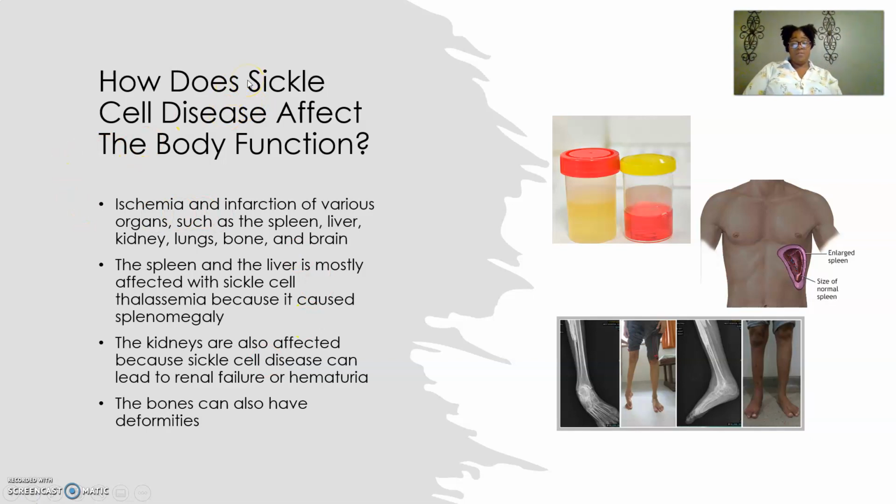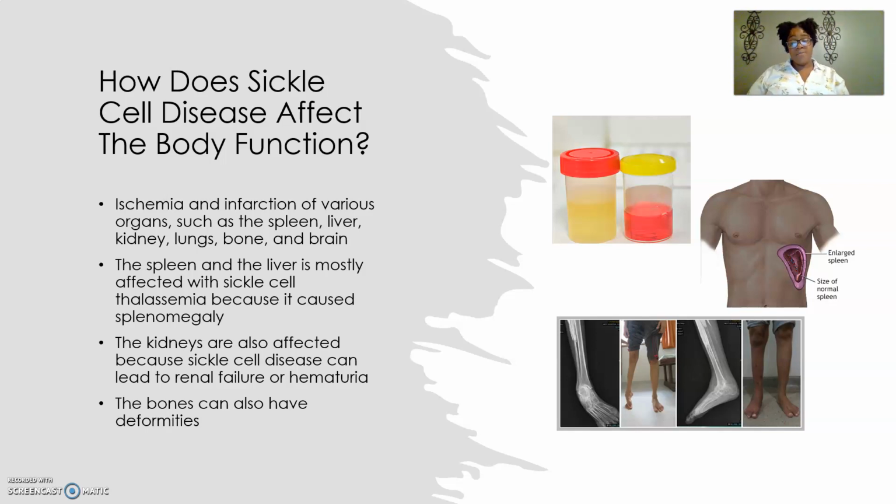How does sickle cell disease affect body function? Like I said, ischemia and infarction of various organs, such as the spleen, liver, kidneys, bones, and the brain. The spleen and liver are most affected, and it's called splenomegaly, which is an enlargement of the spleen. Whenever I talk about the spleen and the liver, this happens because you have a buildup of bilirubin, like I told you, and this causes jaundice, yellowing of the skin and the eyes. This happens because your body fights off or kills the abnormally shaped, smaller erythrocytes. Whenever you kill off or burst the erythrocytes, you release hemoglobin, and that causes a buildup of bilirubin, which is what makes the eyes and the skin yellow.